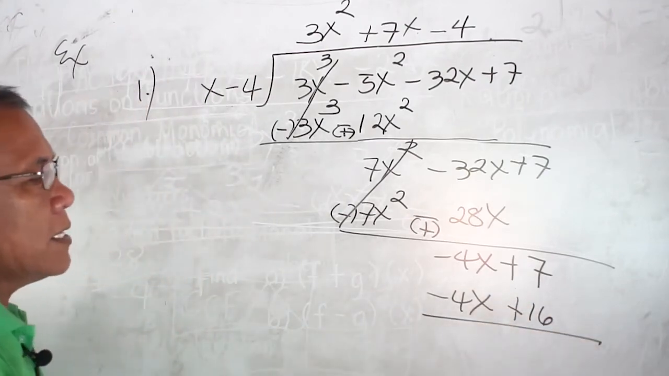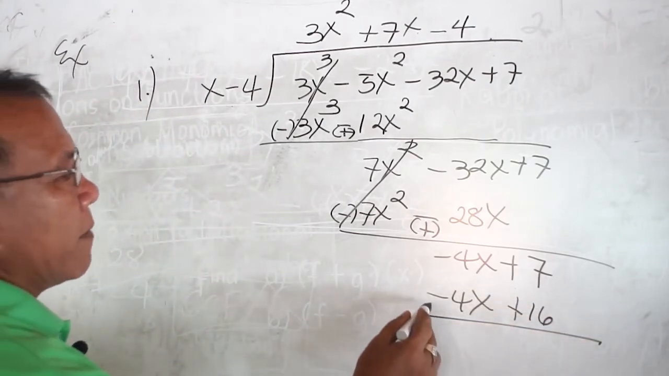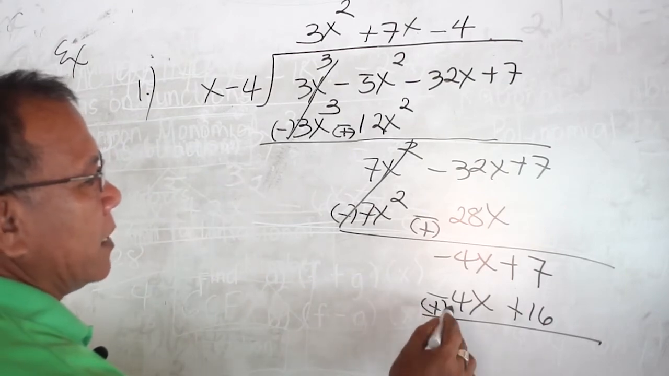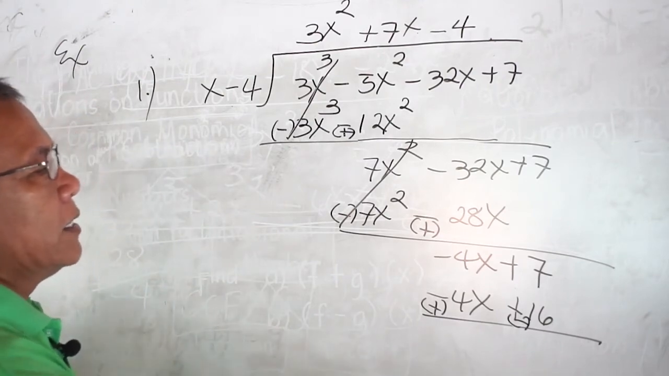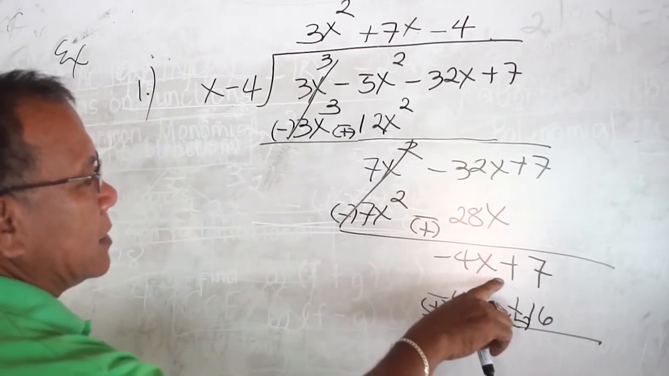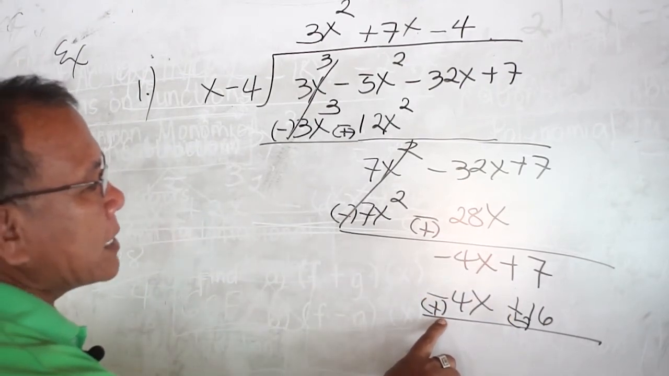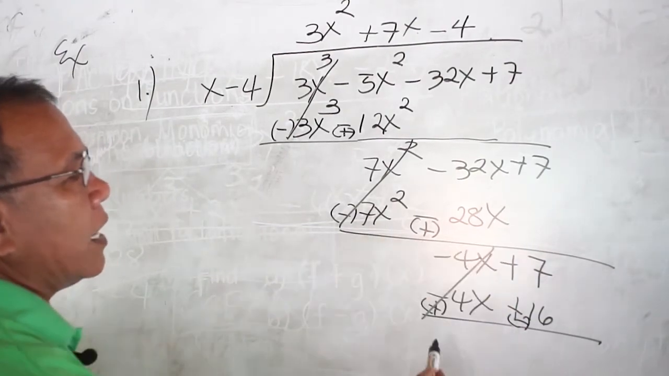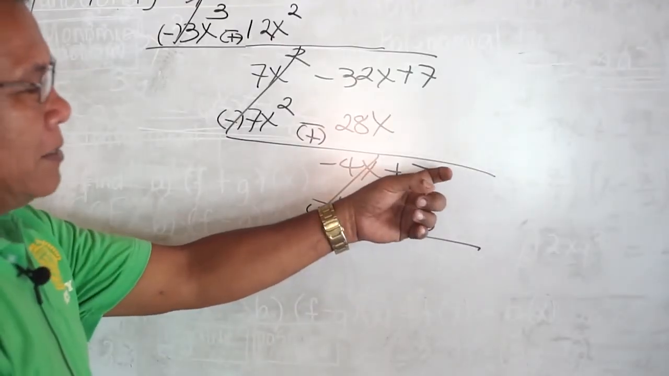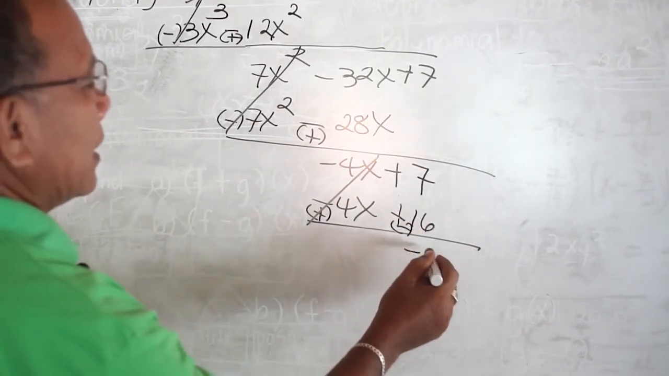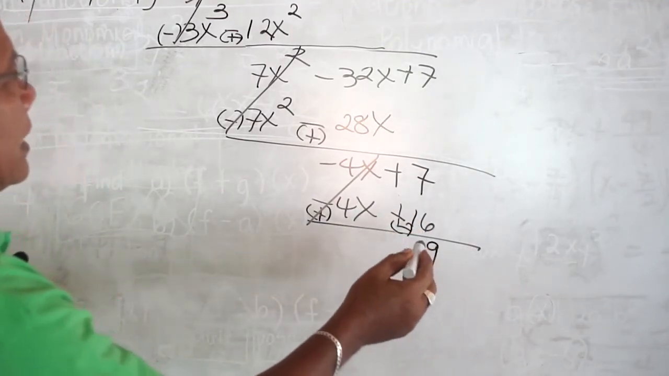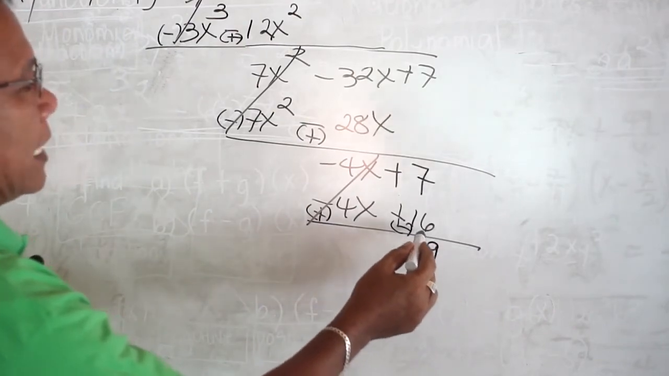Then change the sign of the subtrahend. We have negative change to positive. Then we have positive change to negative, then add. So negative 4x, then we have positive 4x, the result is 0. Positive 7 plus negative 16, the result is negative 9. So negative 9 is the remainder.